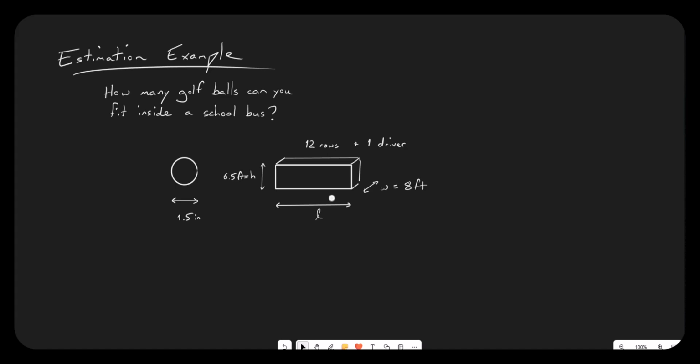I can sit with my back against the seat, and my knees will be against the seat in front of me. So I'm going to guess that each row is about 2 feet.